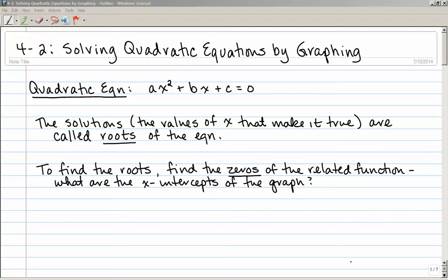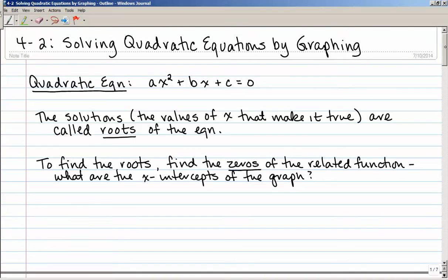Section 4.2 is solving quadratic equations by graphing. A quadratic equation is an equation of the form ax squared plus bx plus c equals 0. The solutions, that is the values of x that make it true, are called the roots of the equation. In order to find the roots, we want to find the zeros of the related function. In other words, what are the x-intercepts of this graph?